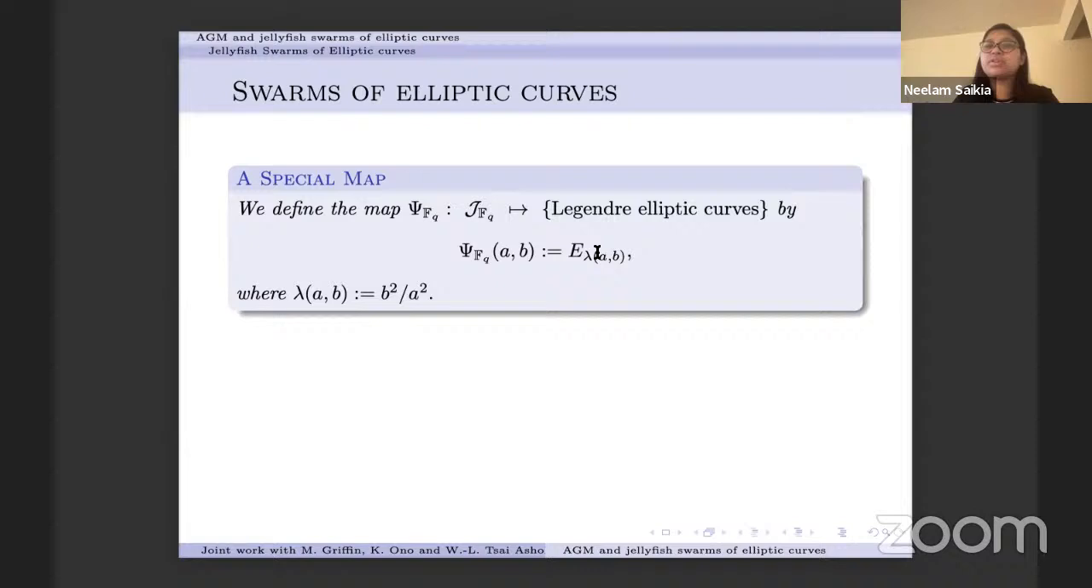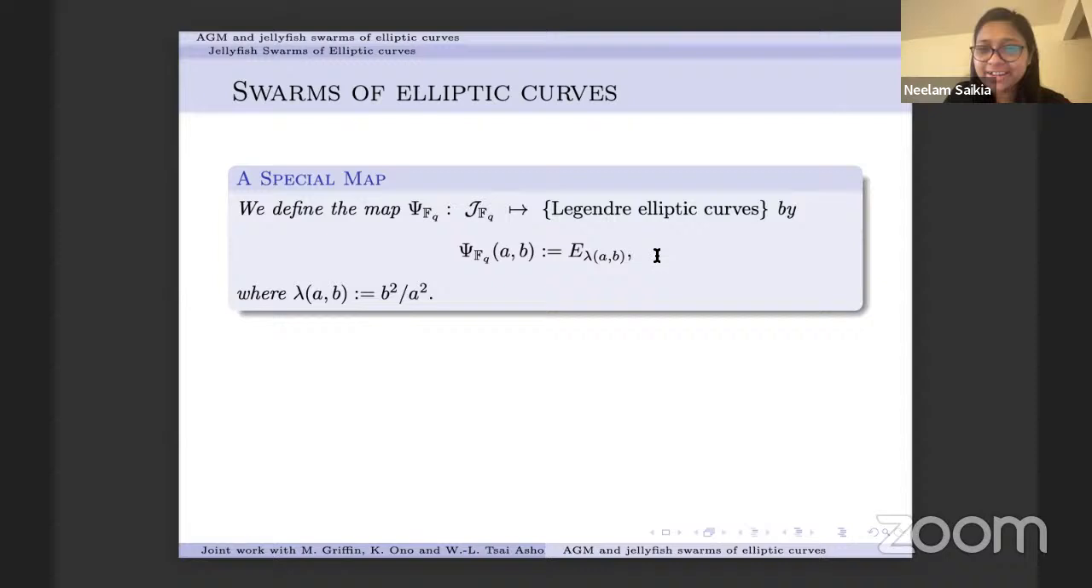In this picture, analogously, the limit of the AGM sequence over R is somehow connected to the periods of a Legendre family of elliptic curves, with lambda being 1 minus b square over a square. So lambda comes from those kinds of things. Are you convinced, or can I go ahead?